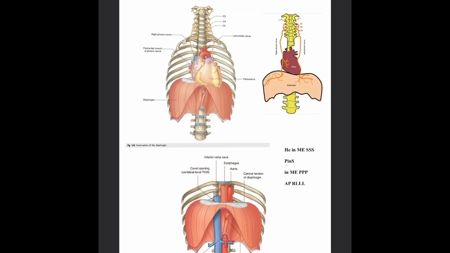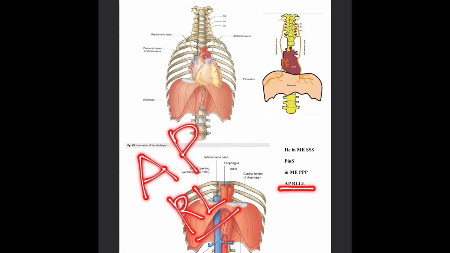So let's discuss the lymphatic drainage. I created a mnemonic for the lymph nodes that pass through the diaphragm. The mnemonic is APRL. The letter A stands for anterior diaphragmatic lymph nodes, P stands for posterior diaphragmatic lymph nodes, R stands for right lateral diaphragmatic lymph nodes, and L stands for left lateral diaphragmatic lymph nodes.